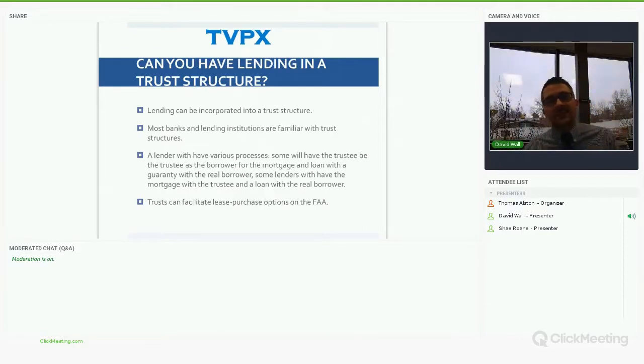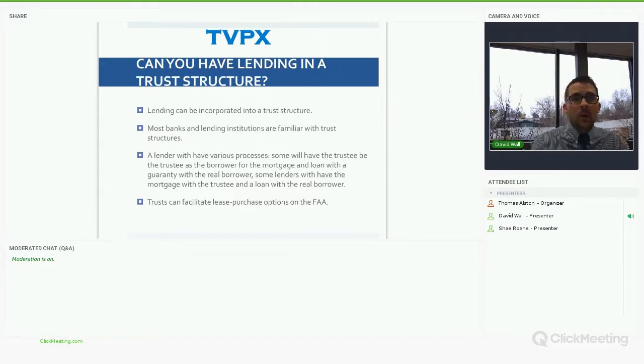One of the questions that we're often asked is, can you have lending in a trust structure? People are worried about lending, how their bank will react if they say, well, it's not going to be owned by me, it's going to be owned by a trustee. And the lending is easily incorporated into a trust structure. Most aviation lenders are familiar with owner trusts and how they work. We've worked with most of the major banks, even banks that don't typically lend on aviation. We've worked with them and been able to get them through the process.